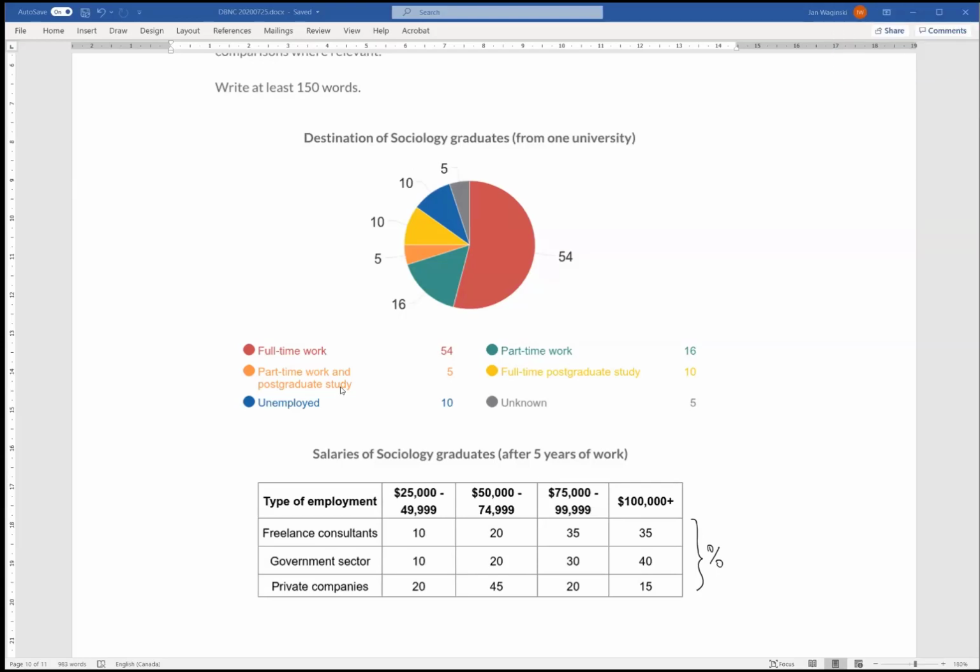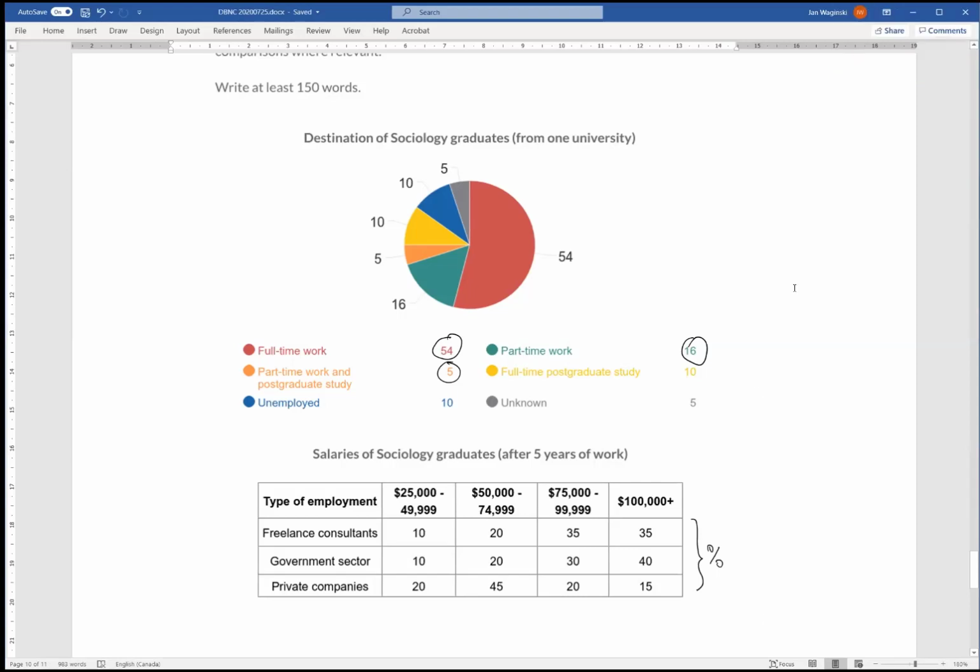Postgraduates 10%. Look at the orange one, part-time work and postgraduate work. Okay, all right, so that's where I'm getting the 75. So 54, 16, and 5. This one, this one, this one are all working in one way or another. This one, full-time postgrads, that's 10%. Unemployed is 10%. So you could say an equal number.